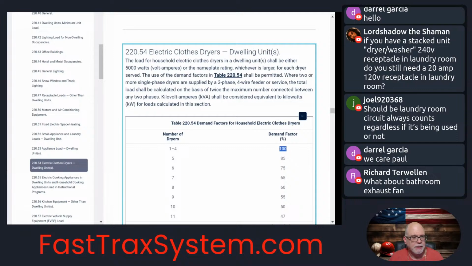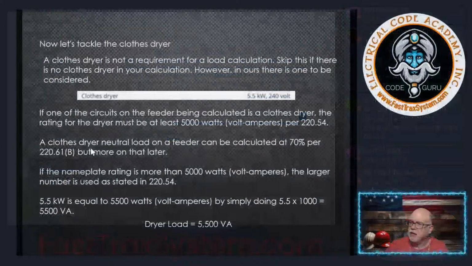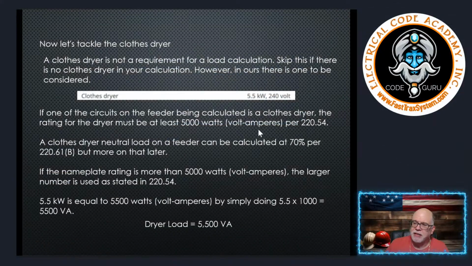So anyway, we know that we're going to be using that 5,500, so that's an easy one. So on our form, when it comes to clothes dryer, which is item number 11, we're simply going to put down 5,500.